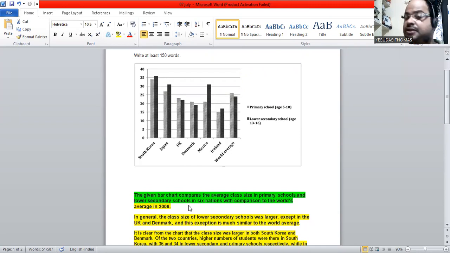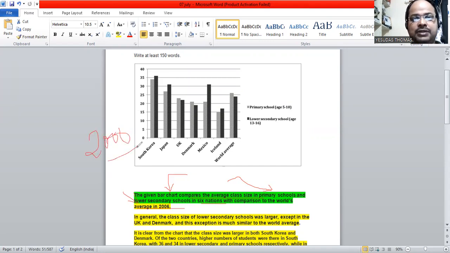So what is the picture? It's a bar graph. Yes, it is a bar graph. And what it shows, it compares the average class size in primary schools and lower secondary schools in 6 nations with comparisons to the world's average. When it happened, it is in 2006.